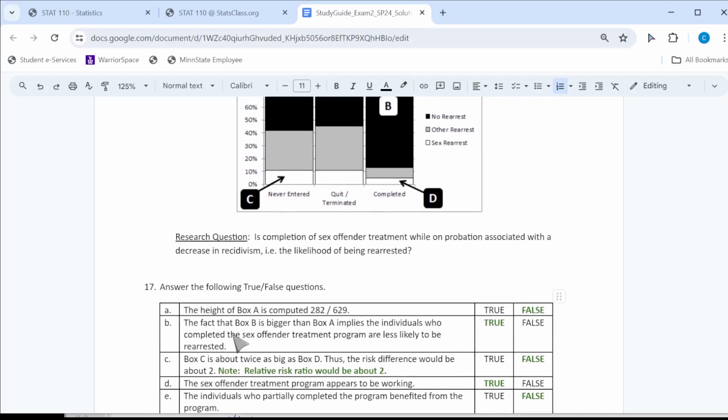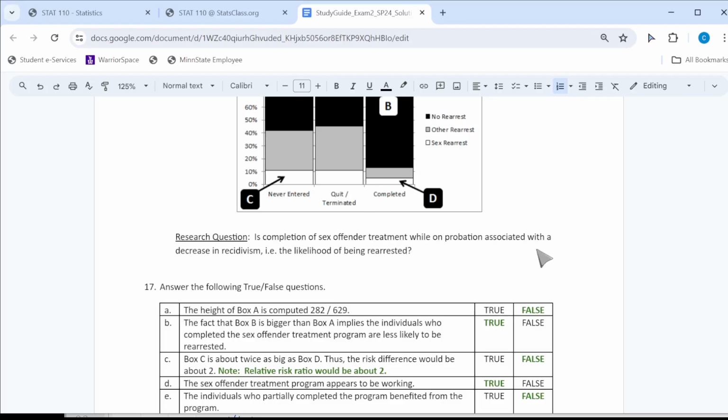What do we got here? The fact that box B is bigger than box A implies individuals. Yep, that one's fairly straightforward. This one catches students here. Box C is about twice as big as box D. So the risk difference would be about 2. That's going to be the ratio. So if I say this box is twice as big as that, that's a ratio thing. So the relative risk ratio would be 2, not the difference. The difference looks like it's about 5 percentage points.